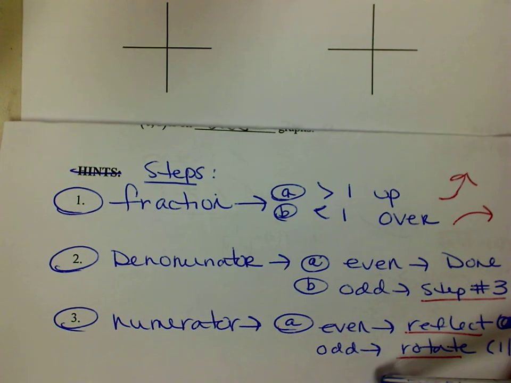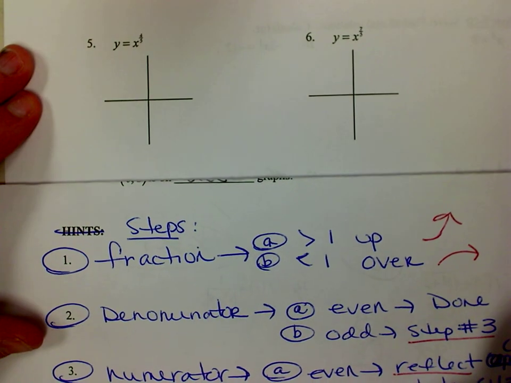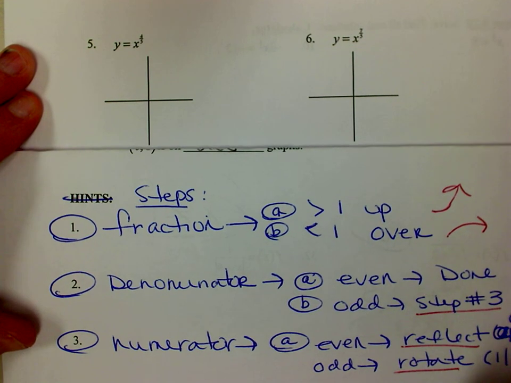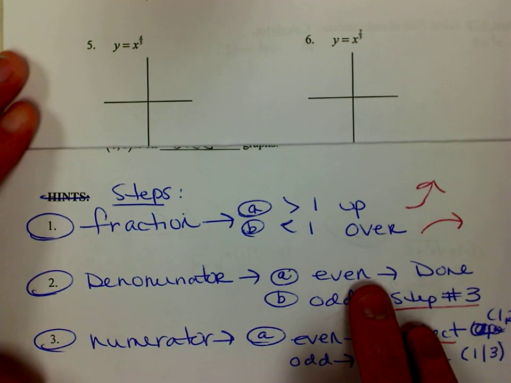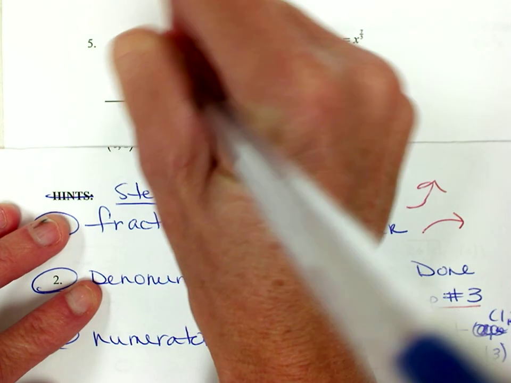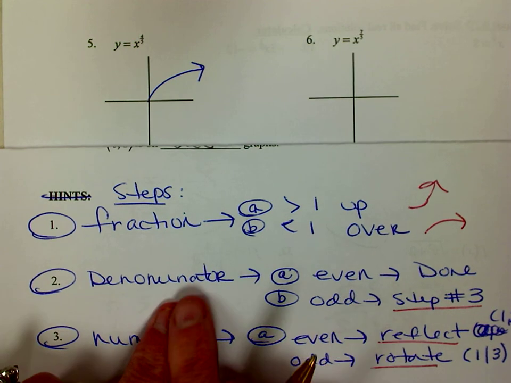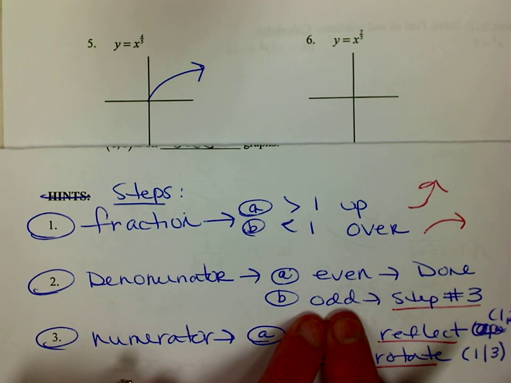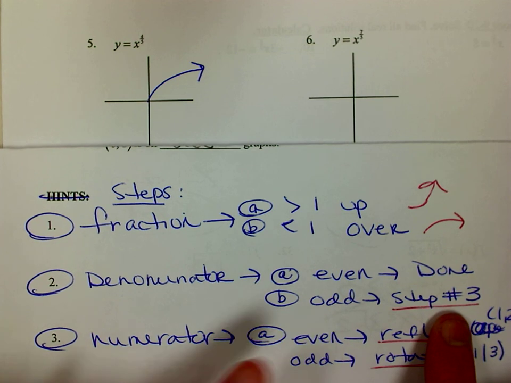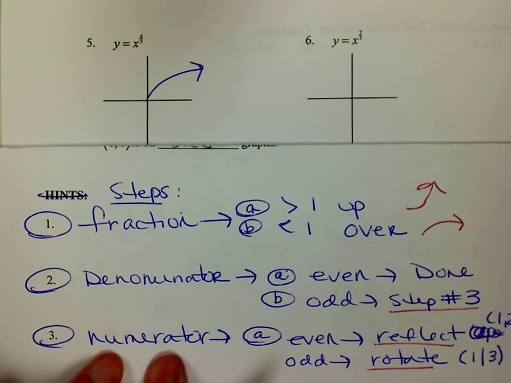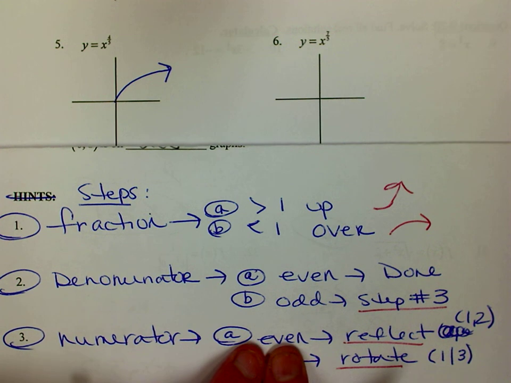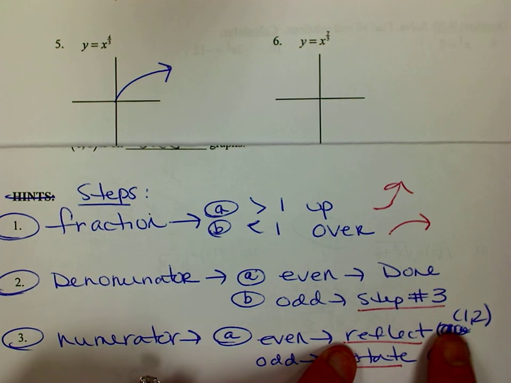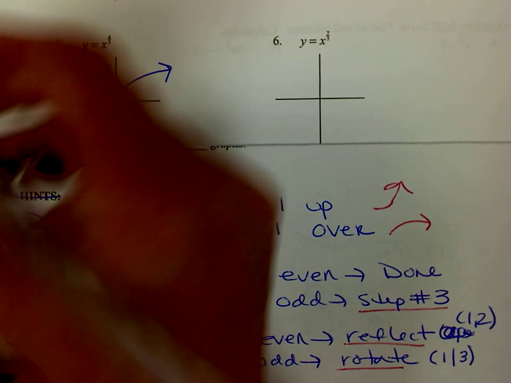Okay. Number 5, my fraction is 4/5. It is less than 1, so I'm going to go over in the first quadrant. My denominator is odd, so I'm going to go to step number 3. Then I look at my numerator, which is even, so I'm going to reflect. So I already have something in quadrant 1. I'm going to reflect that over into quadrant number 2.